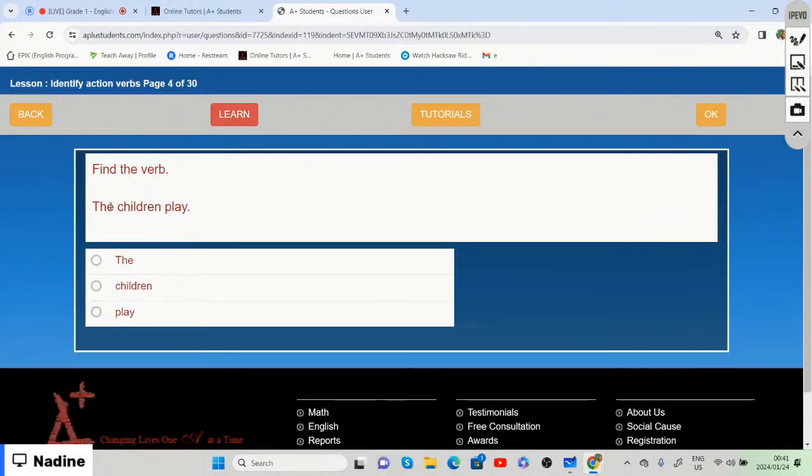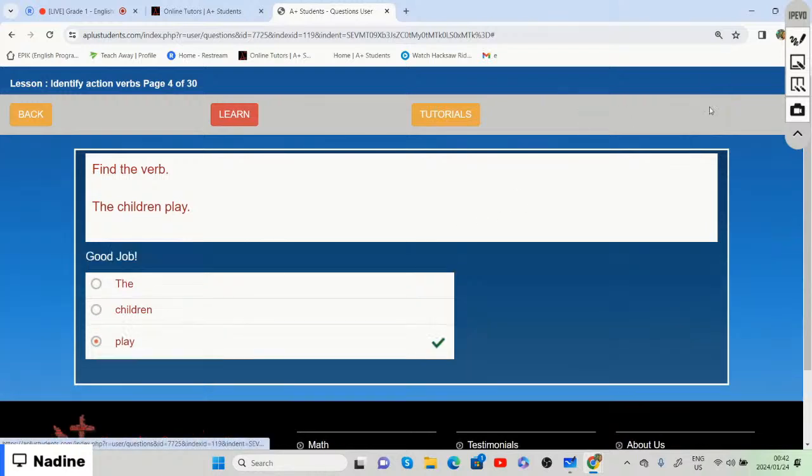And then the children play. So we need to find the verb. The children play. And if we find the verb or identify the verb, we'll say play is our verb.